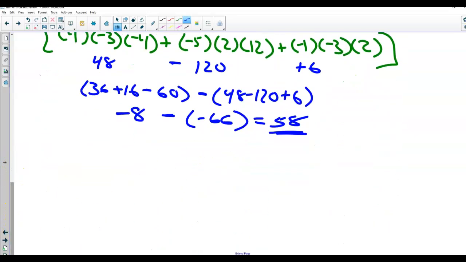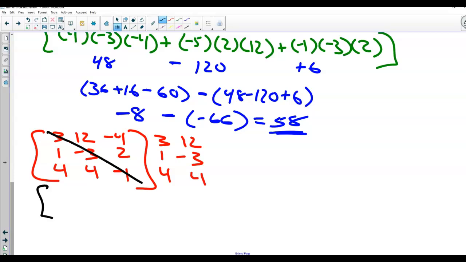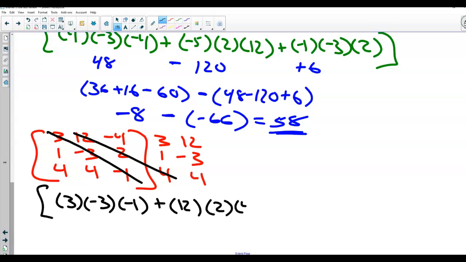Now when we go to y. 3, 1, 4. 12, negative 3, 4. Negative 4, 2, negative 1. Once again, I'm doing the same exact thing over again. We're doing it 4 times. Okay? Get that part through your head. You're just doing the same thing. 3, negative 3, negative 1. Plus 12 times 2 times 4. Plus negative 4 times 1 times 4.